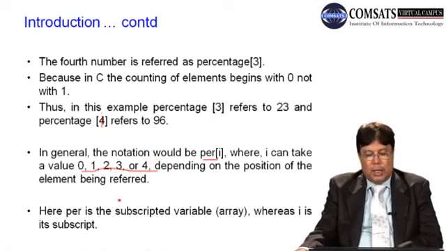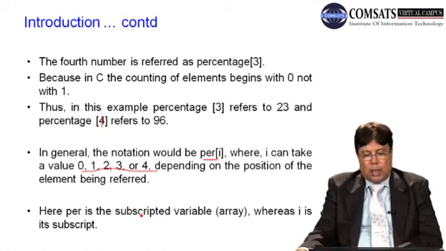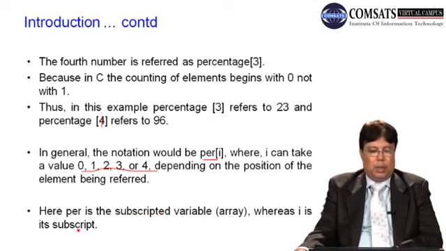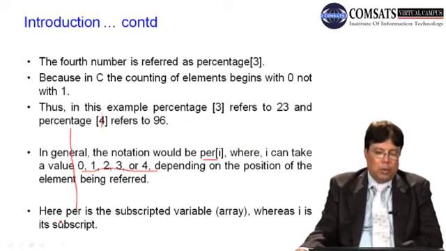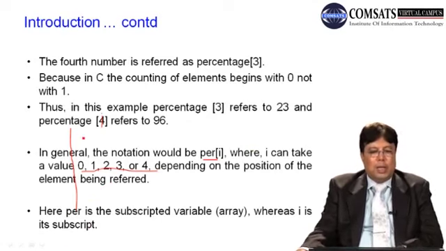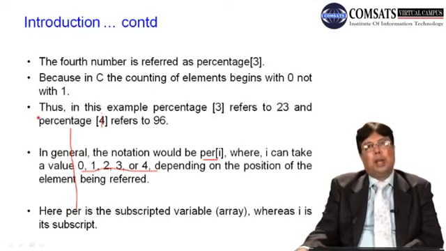Here percentage is the PER, the subscripted variable array, where I is the subscript. तो ये PER basically मैं कह रहा हूँ इस percentage को. Okay, somehow यहाँ पर और यहाँ पर I have skipped and I have instead of percentage I have used PER. So this is basically a subscripted variable.